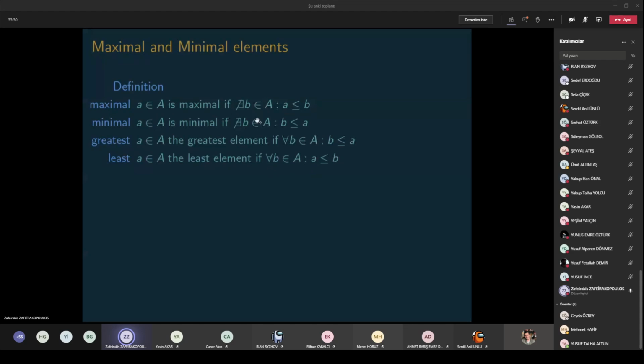So I used this notation to make clear because this may be confusing, right? So what is maximal? Maximal means that there is no other bigger, but greatest is a very different thing. It means that it's greater than everything else. Here, this does not mean that it's greater than everything else. It's possible that it's incomparable, for example.